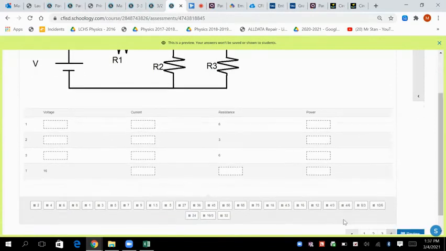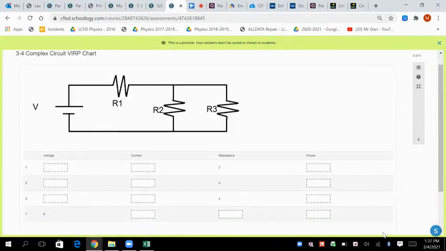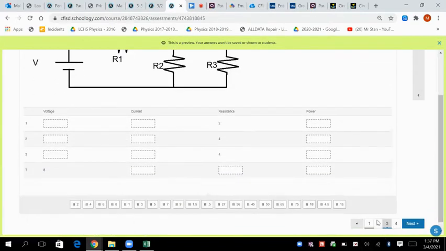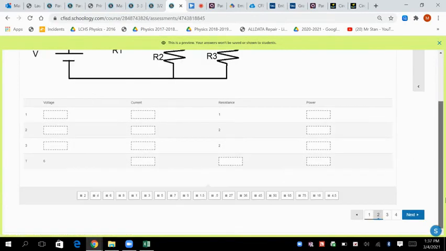And hold on, let me see if any of these are different. Looks like they're all the same. Okay, so we'll just do the last one then.